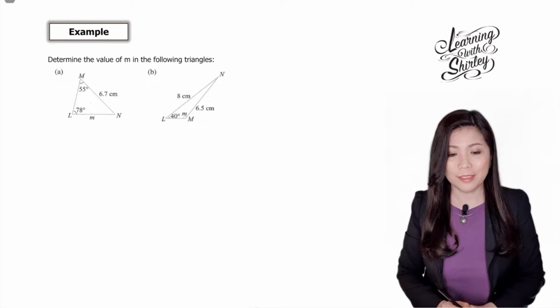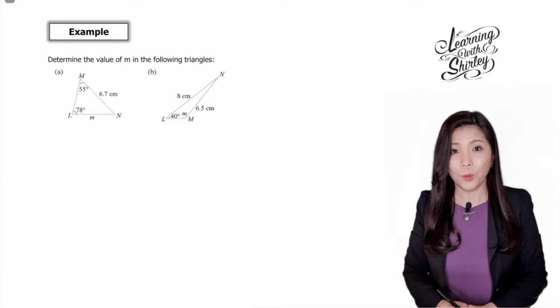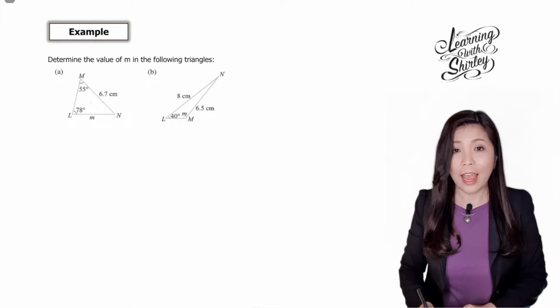Let's look at this example. Determine the value of m in the following triangles. For part A, m is a side.